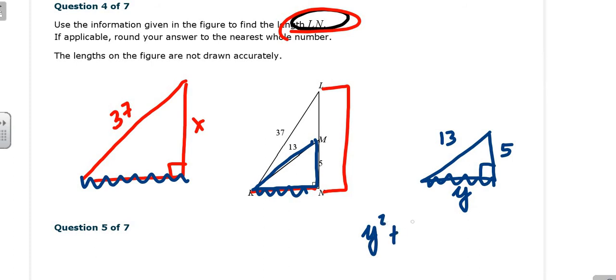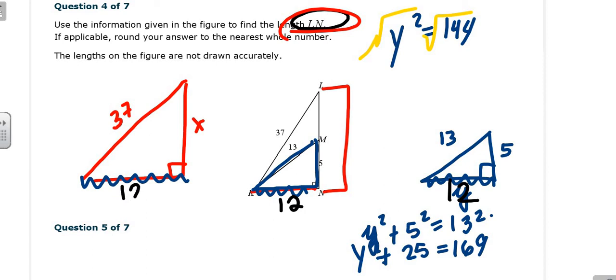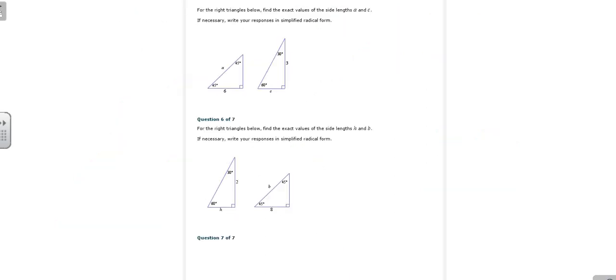So y squared plus 5 squared equals 13 squared. That's 25. That's 169. Y squared plus 25, you minus 25 from both sides. We get 144, square root, and that gives us 12. And here we have 2 sides, need a third side, Pythagorean theorem. So now you can do 12 squared plus x squared equals 37 squared, and you can take it from there. So these require the Pythagorean theorem twice.